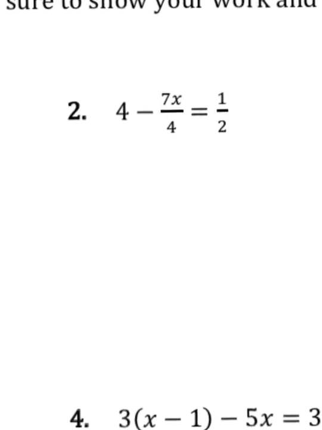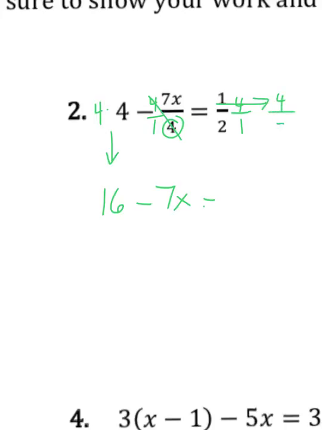Number 2 has a fraction. So we can see this denominator right there, 4? If we multiply everything by 4, every term by 4 over 1, we can get rid of that fraction. This one turns into 16. This turns into 7x. And this one turns into 4 over 2 divided by 2, 2.